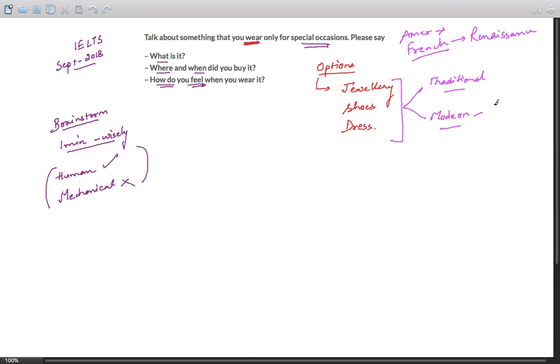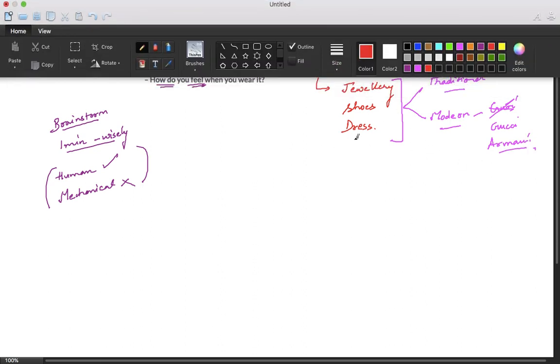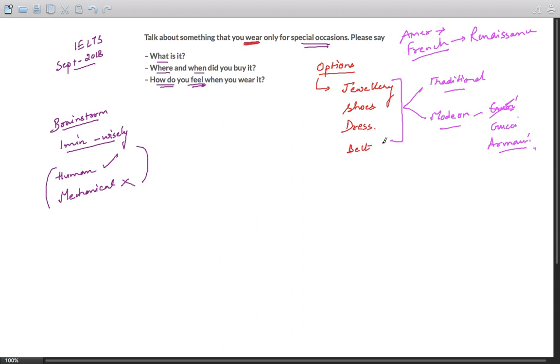Perhaps you want to talk about the Gucci dress that you love to wear on a particular occasion. Or an Armani suit. Anything. You can talk about a belt. Yeah, you can talk about a piece of belt. You can talk about a belt, a particular necktie.